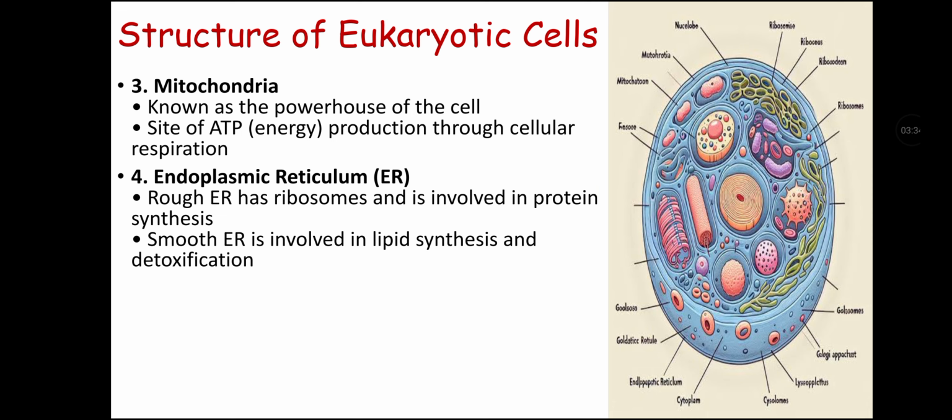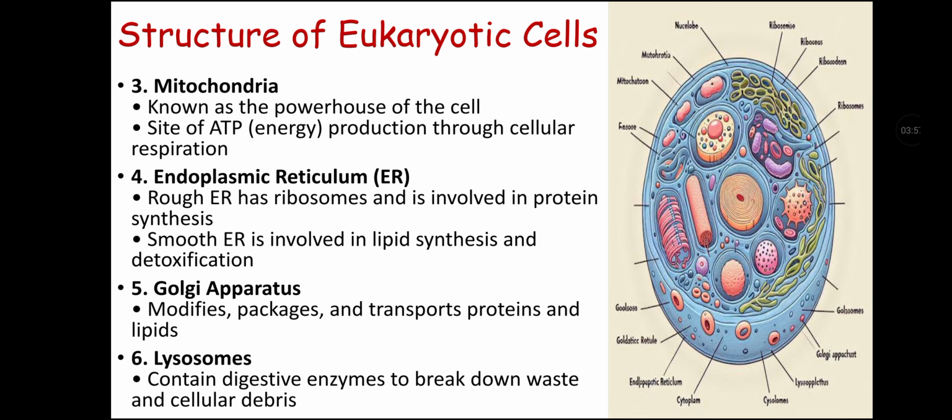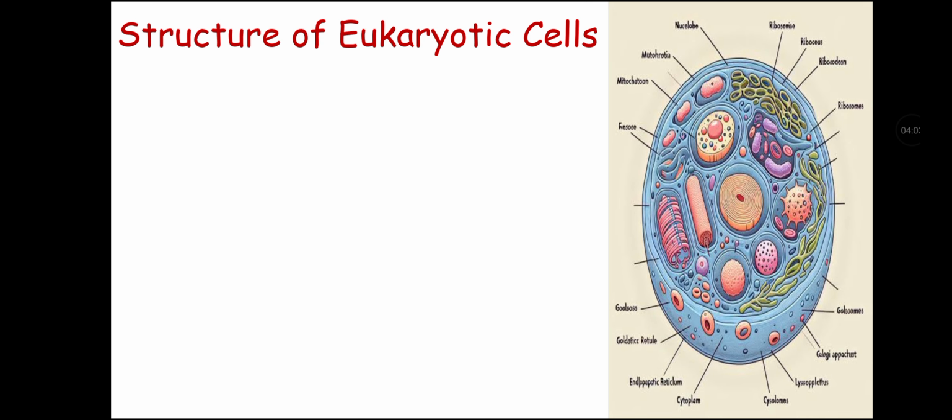Next structural feature is endoplasmic reticulum, that may be rough endoplasmic reticulum or smooth endoplasmic reticulum. Rough endoplasmic reticulum has ribosomes and is involved in protein synthesis, while smooth endoplasmic reticulum is involved in lipid synthesis and detoxification. Next structural feature of eukaryotic cell is Golgi apparatus that modifies, packages, and transports proteins and lipids. Next structural feature is lysosome that contains digestive enzymes to break down waste and cellular debris.